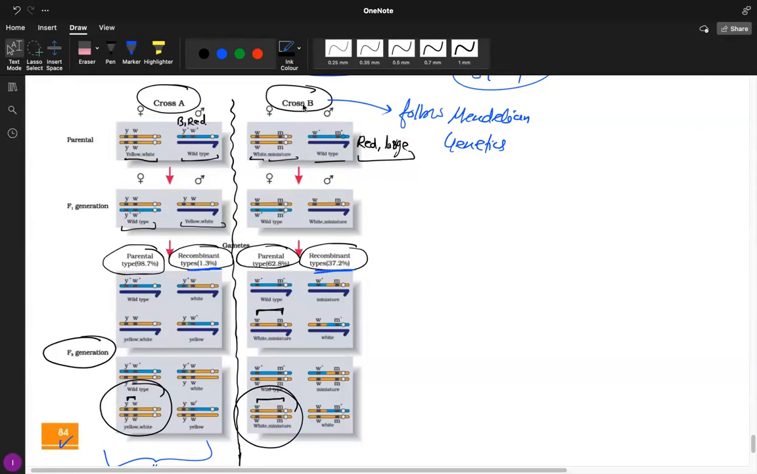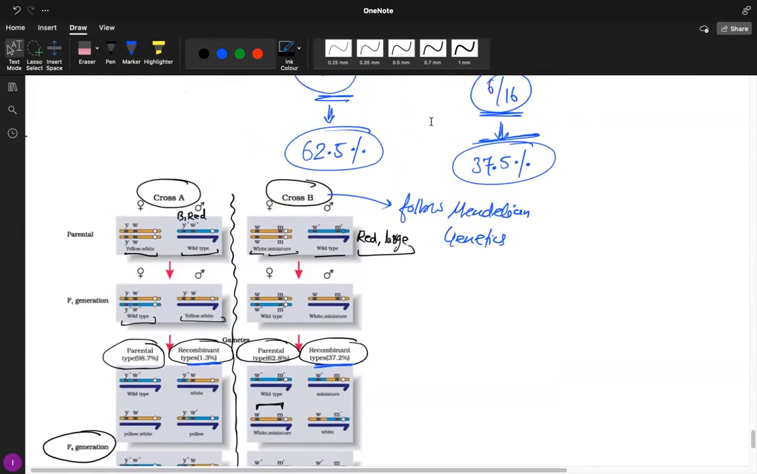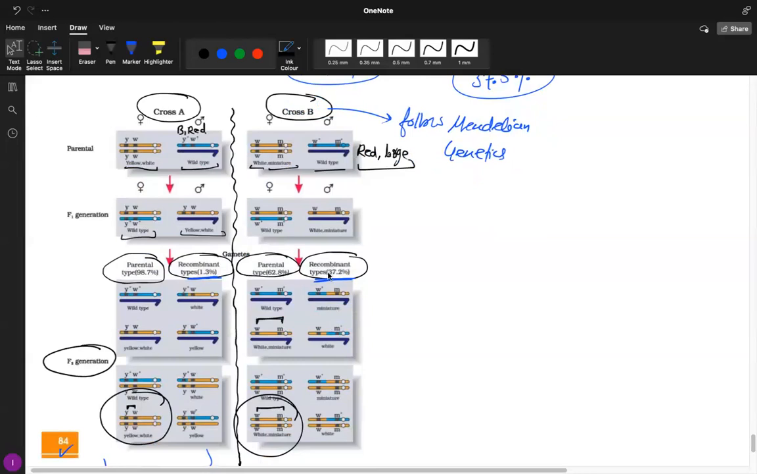So you can see here, cross B is following Mendelian genetics because you will not get to know the phenotypic ratio, but what you get to know is the percentage of parental and recombinant types. So you see 62.8% parental type and 37.2% recombinant type is just like what we figured out for Mendelian genetics, right? 6 out of 16 are recombinants. So here also around 37% are recombinant.